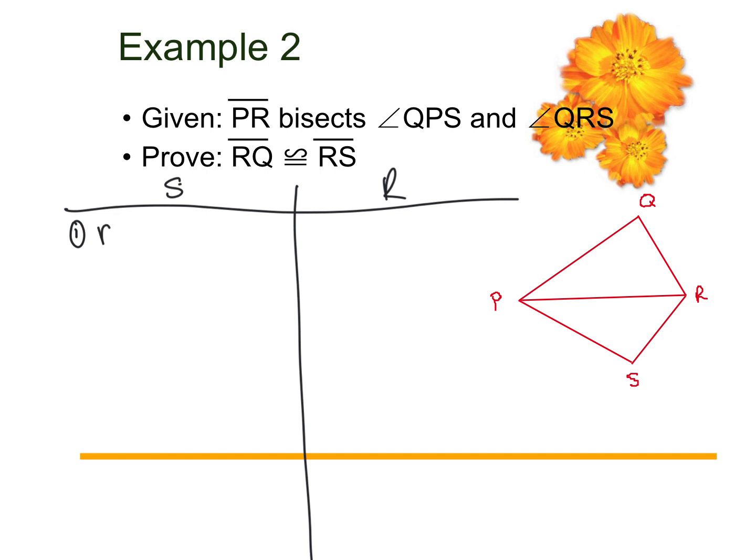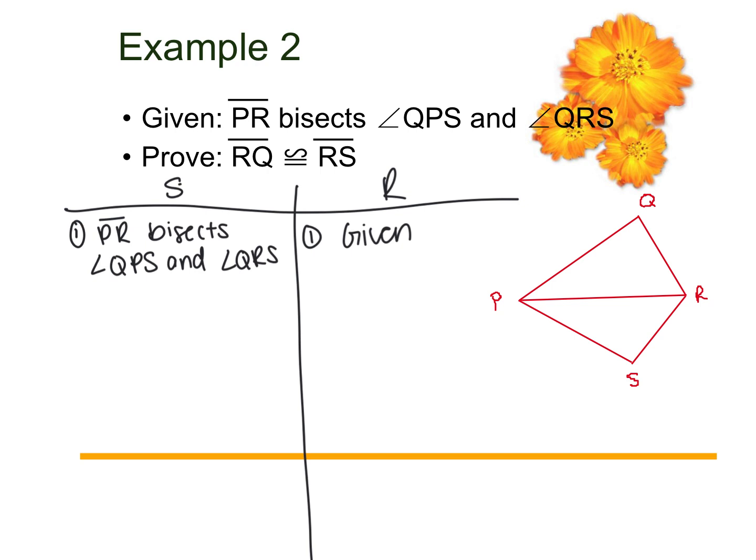So statement 1 is PR bisects angle QPS and angle QRS. And how do I know that? That's my given. All right, using the information, go ahead and try to write down what you are able to see and what you are able to find in the proof, and then we'll try and figure it out.